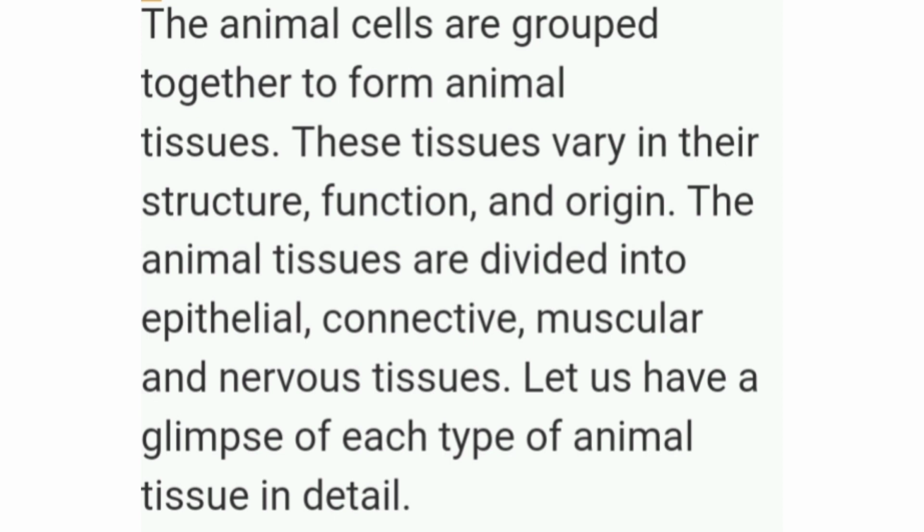Now we will have a quick recall about the things we learned today. The animal cells are grouped together to form animal tissues. These tissues vary in their structure, function and origin. The animal tissues are divided into epithelial, connective, muscle and nervous tissues. Let us have a glimpse of each type of animal tissue in detail.